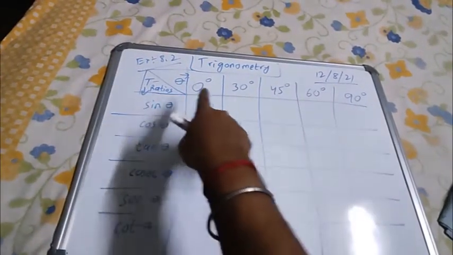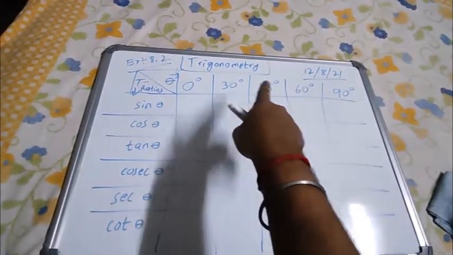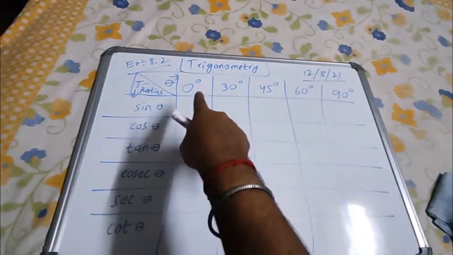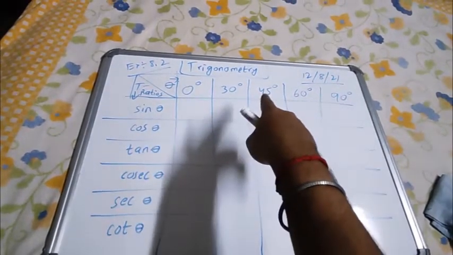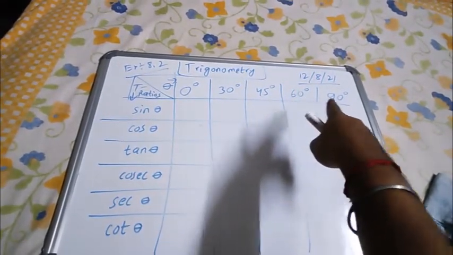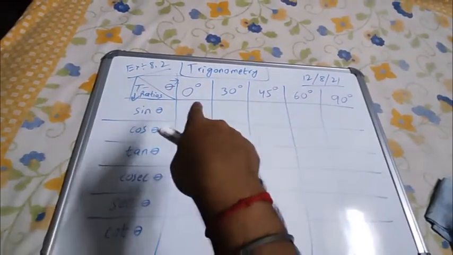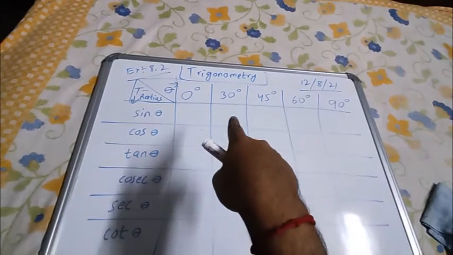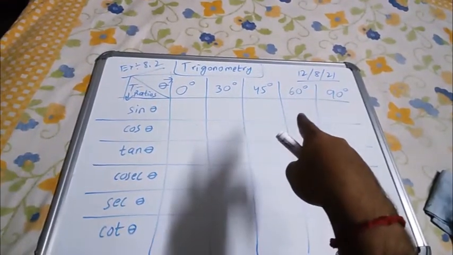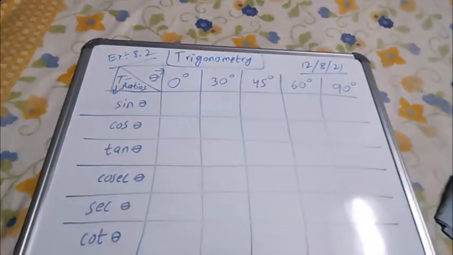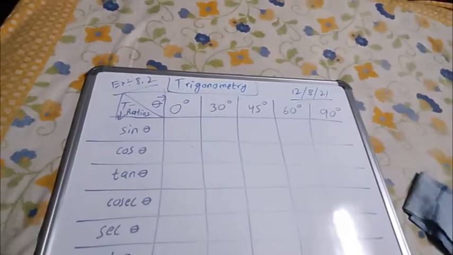See, theta goes over here, so theta is actually the value of all this. So theta equals 0 degree, theta equals 30 degree, theta equals 45 degree, theta equals 60 degree, theta equals 90 degree. And over here, sine of theta, that means we'll see sine of 0 degree, sine of 30 degree, sine of 45 degree, sine of 60 degree, sine of 90 degree. Like that it will sit. So now we are going to put the values.